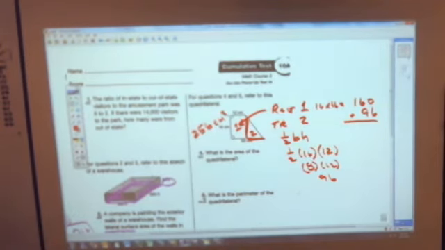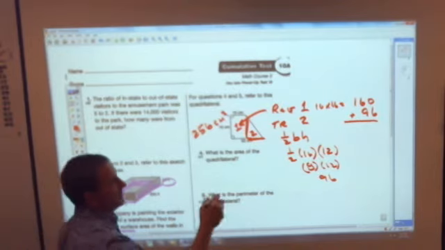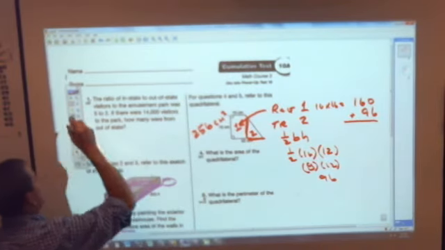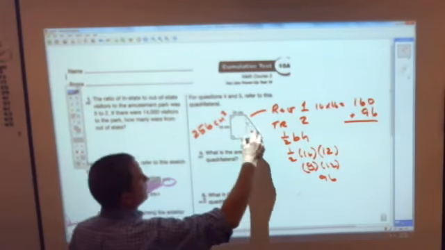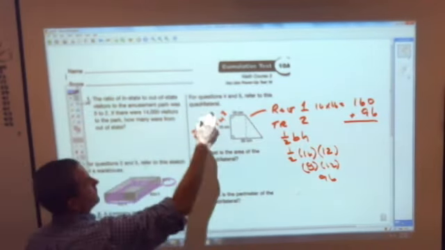And for the perimeter, the only thing you're missing is, let me erase this in case you did not get the perimeter of this thing. Blow that bad boy up to a whatever.